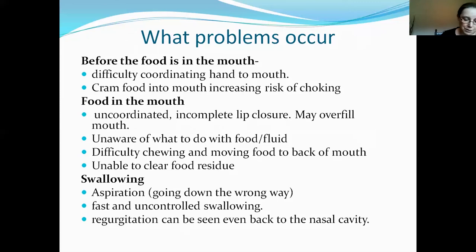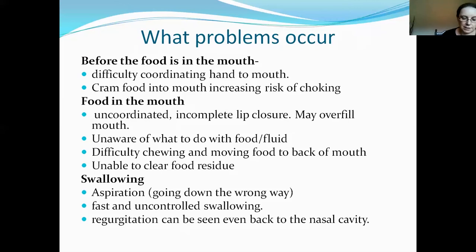Once the food is in the mouth, they may not always be aware of the food when it arrives, and so sometimes they'll fail to do anything with it, so it can pocket in the side of the mouth and the cheek. And again, it's that uncoordinated and incomplete lip closure, so they may overfill, like we said, things may leak out. And they have difficulty chewing sometimes and moving that food to the back of the mouth, which we need to do to start off that pharyngeal stage.